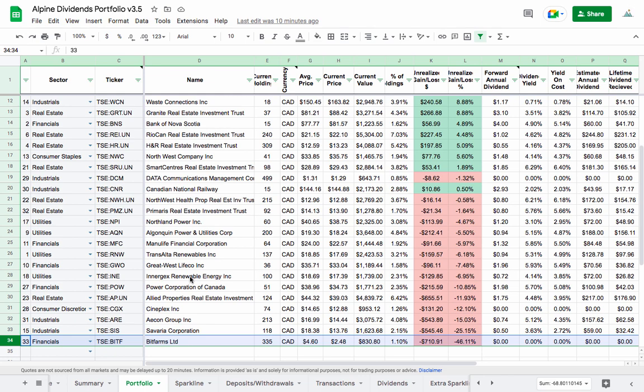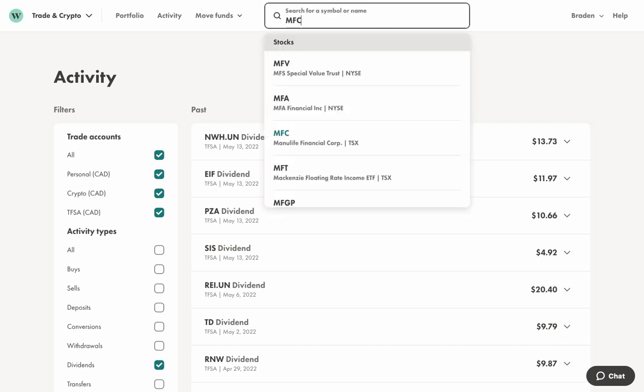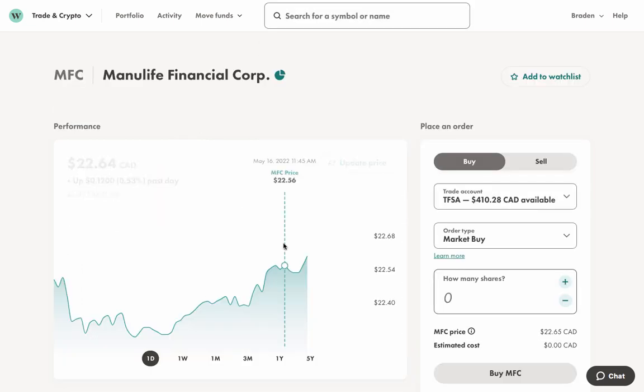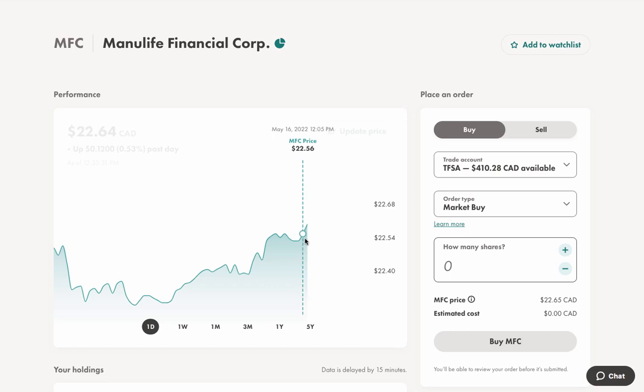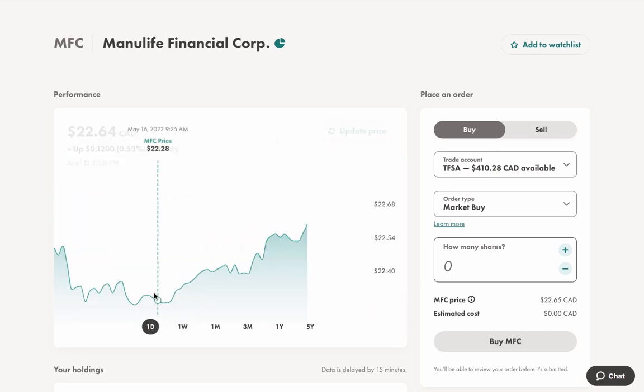So guys, let's jump into Wealthsimple Trade then and go search for some of these companies. So let's start with Manulife Financial. These guys, yeah, they're pulling up today. That's nice to see. Of course, I could have got a slight discount if I bought in the morning, but I actually had today off work, so I was sleeping, and that was worth it.